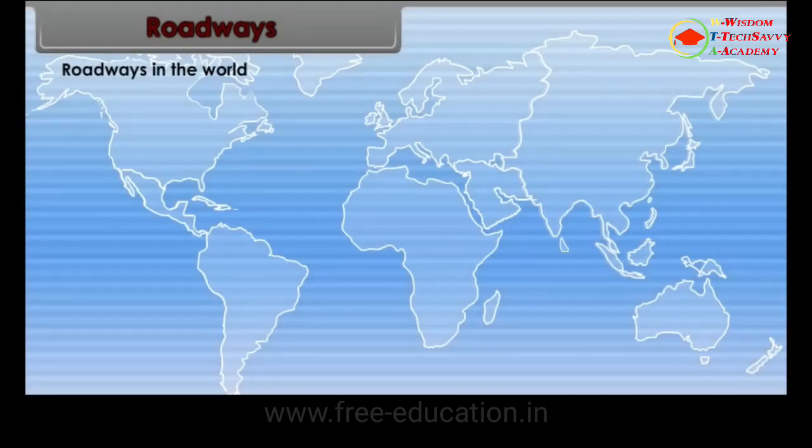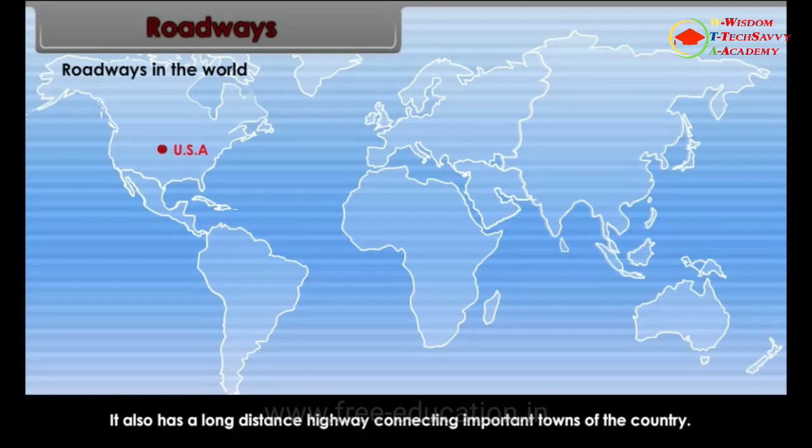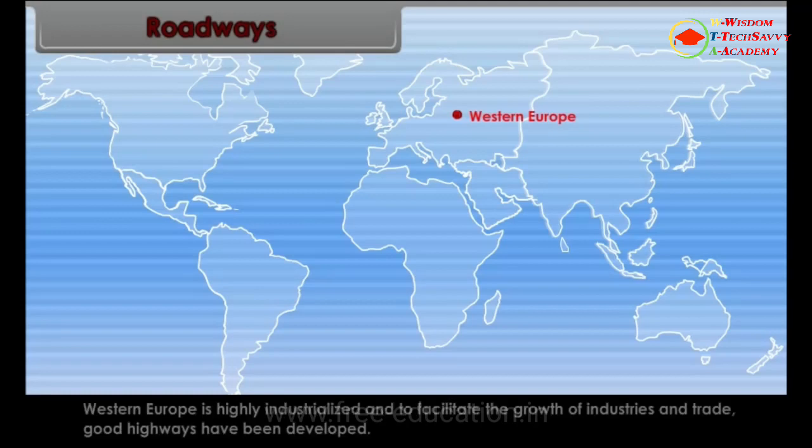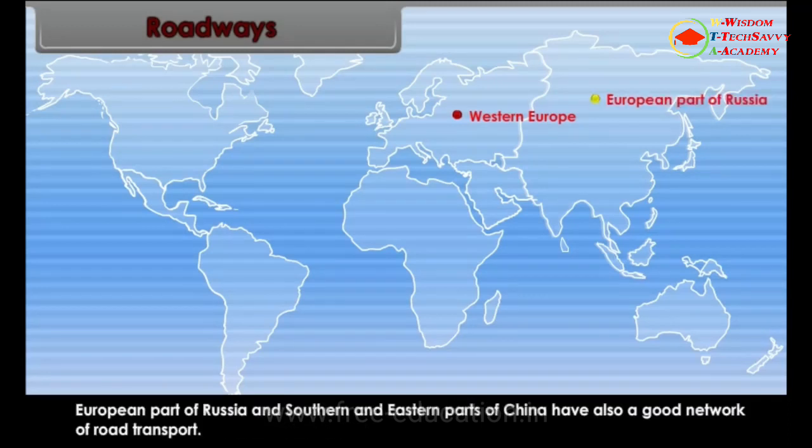Roadways in the world. The density of road transport is very high in USA. It also has a long-distance highway connecting important towns of the country. Western Europe has also a very dense network of roadways. Western Europe is highly industrialized, and to facilitate the growth of industries and trade, good highways have been developed. European part of Russia and southern and eastern parts of China have also a good network of road transport.